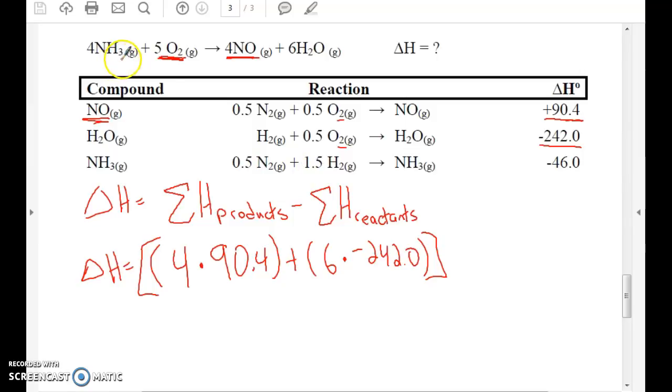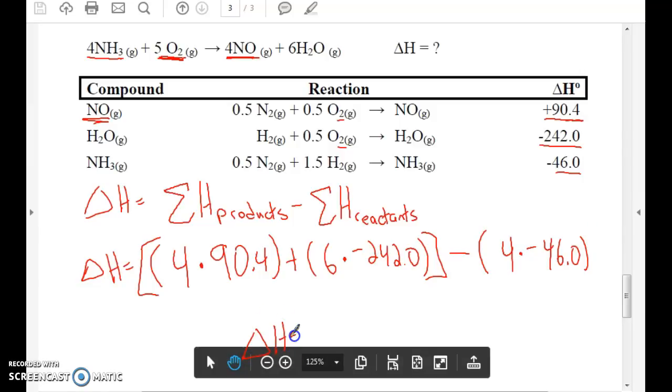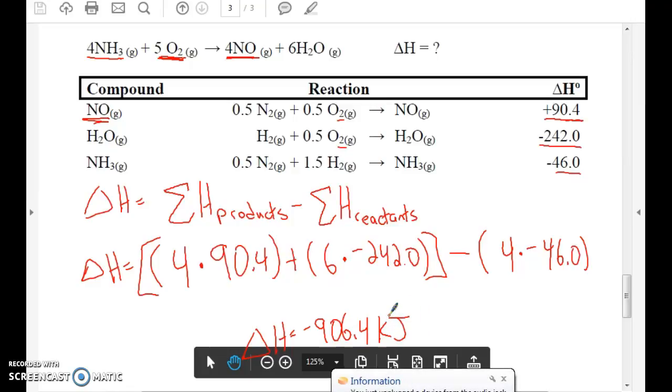So the only reactant we have to work with is 4 moles of ammonia. So we subtract out the reactants. There's only one reactant to work with. We do 4 times the delta H for ammonia, which is negative 46.0. Now, paying attention to the order of operations, what you should get as the delta H overall is negative 906.4 kilojoules.